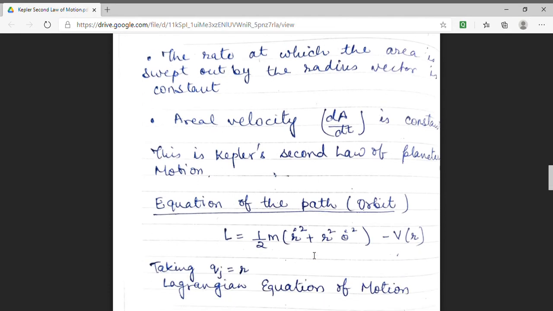Now we'll derive the equation of our orbit. The equation of orbit will be derived using the Lagrangian.